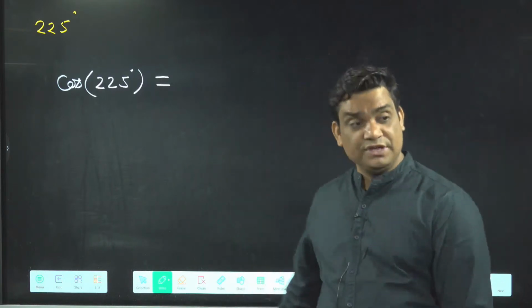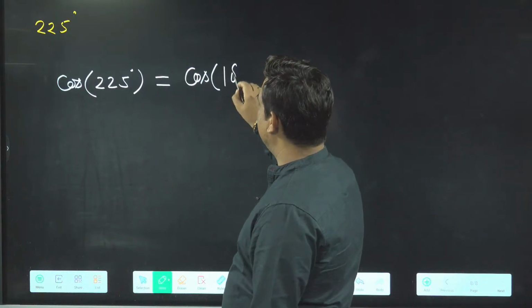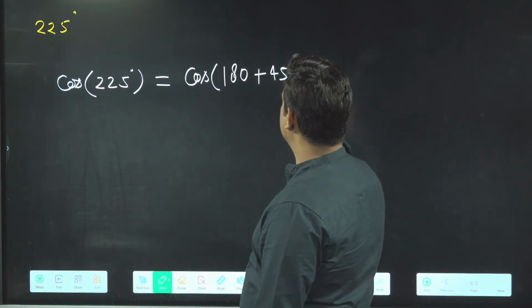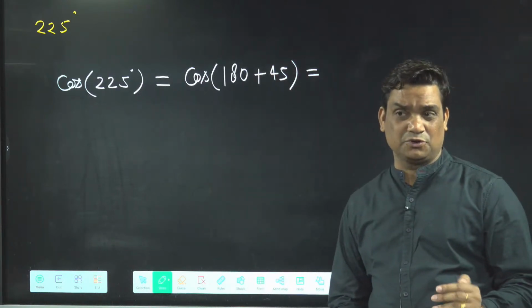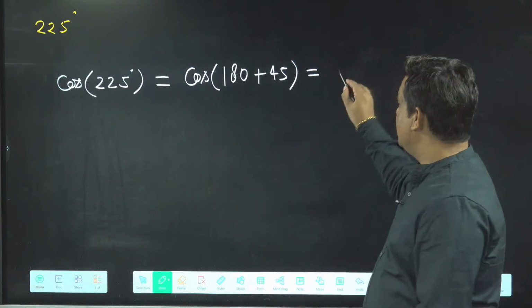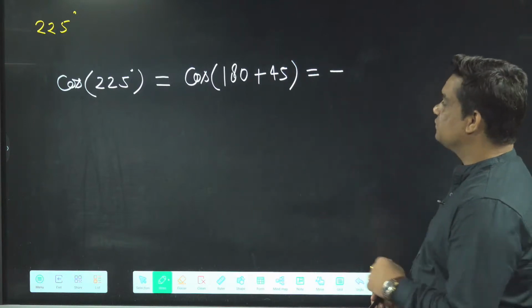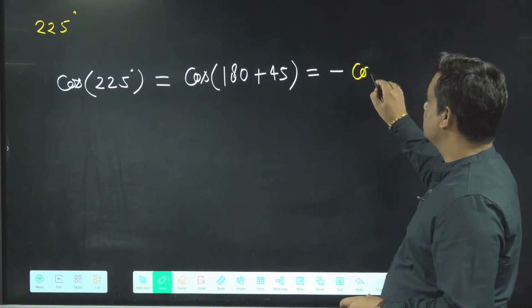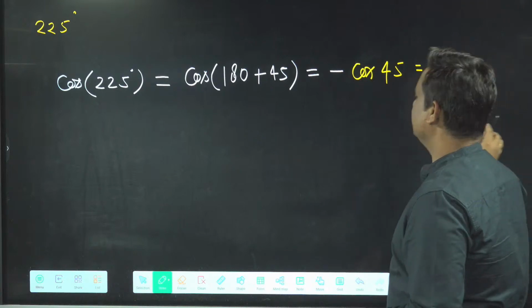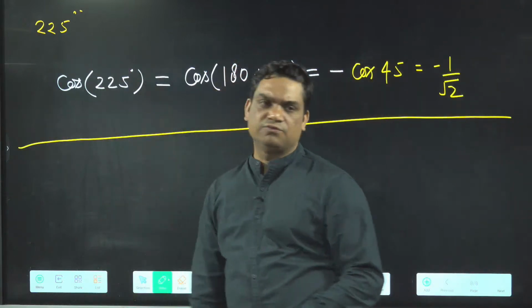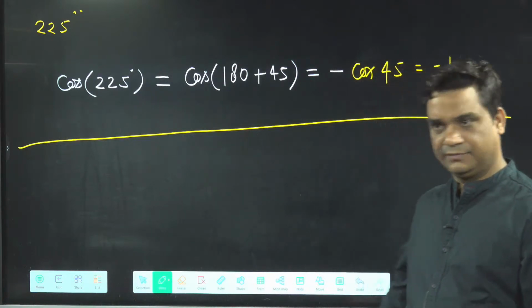Yes. Now we write it like this: cos 180 plus 45. In 180 plus 45, this is your third quadrant, so it is going to be negative here. After this, the 180 is not going to change, so cos 45, and it becomes minus 1 by root 2. Homework, you know what you have to write. We'll go for next one.